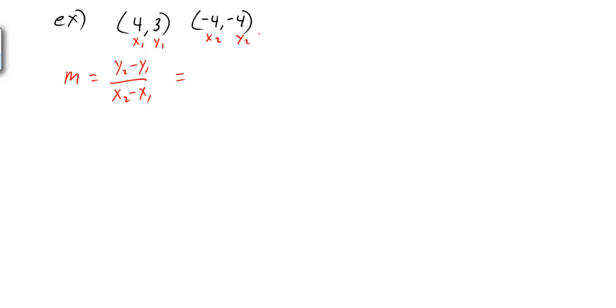x2, y2, and we would have -4 minus 3. And then we would have x2, which is also a negative 4, minus 4. And if we simplify this, then negative 4 minus 3, we end up with negative 7. And negative 4 minus 4 would be a negative 8. And remember, the two negatives make it positive, so we end up with 7/8. So we have a positive slope. So one thing we already know about this line is that the line is going to be going uphill in this direction because we have a positive slope.